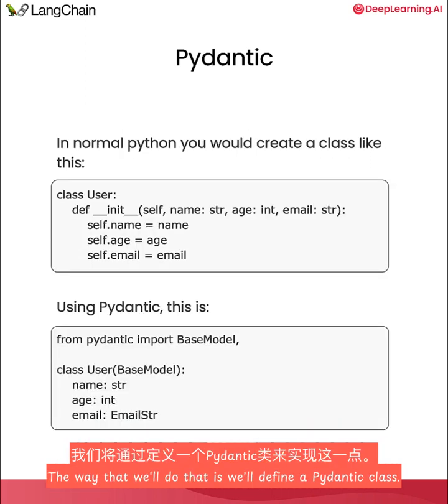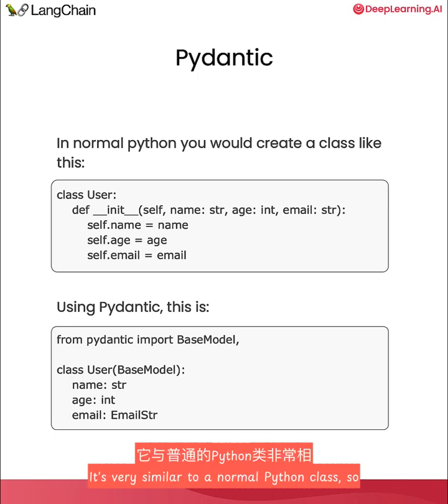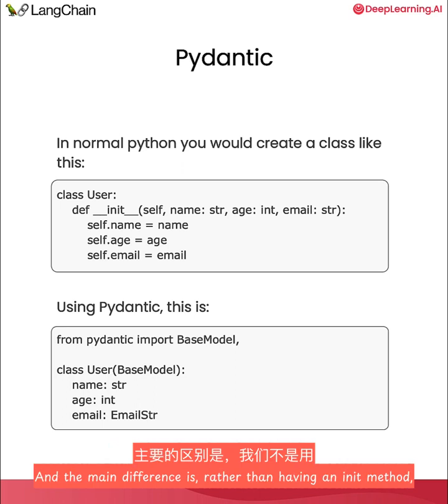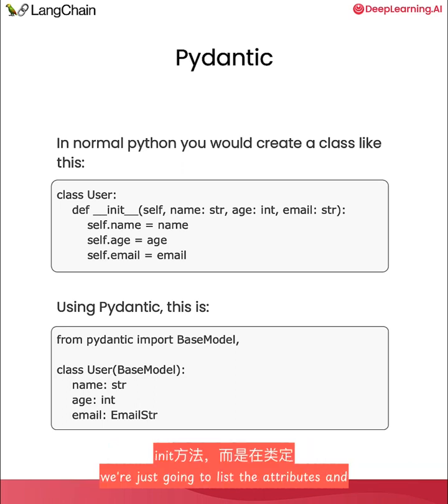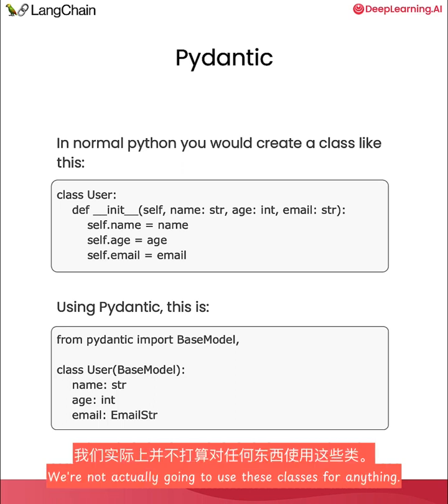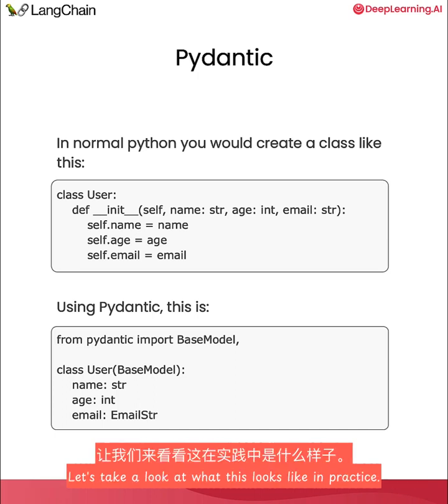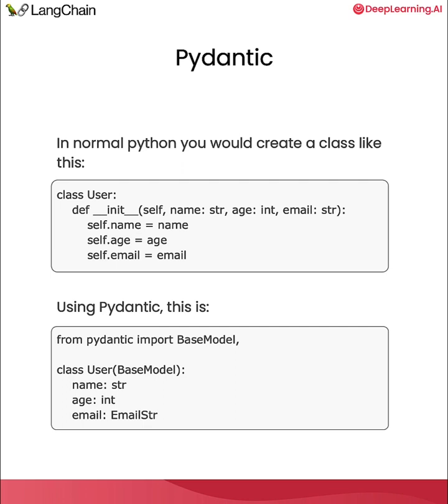The way that we'll do that is we'll define a Pydantic class. It's very similar to a normal Python class, so you can see them side by side here. The main difference is, rather than having an init method, we're just going to list the attributes and their type under the class definition. We're not actually going to use these classes for anything. We're just going to use it to create that OpenAI functions JSON. Let's take a look at what this looks like in practice.